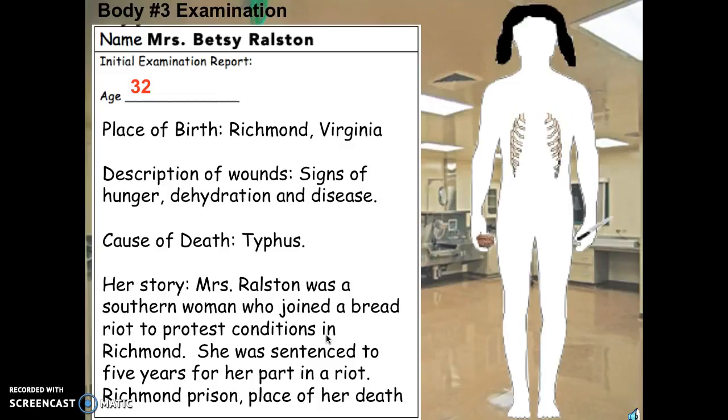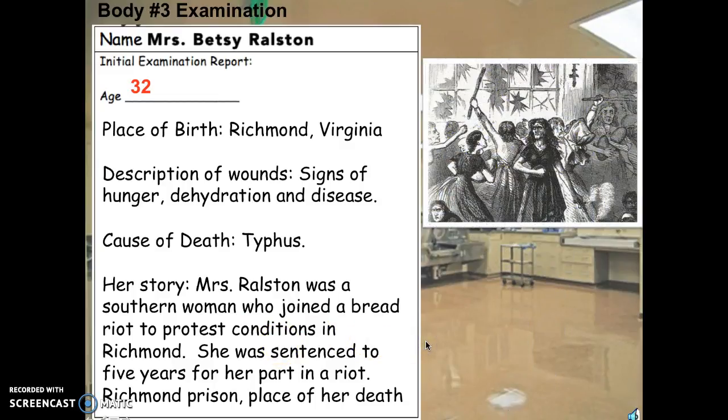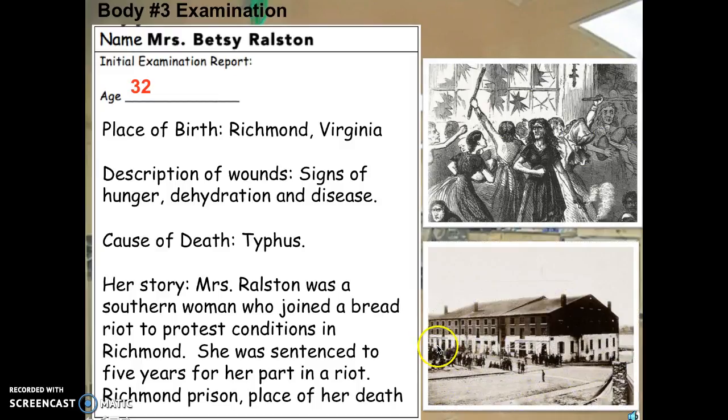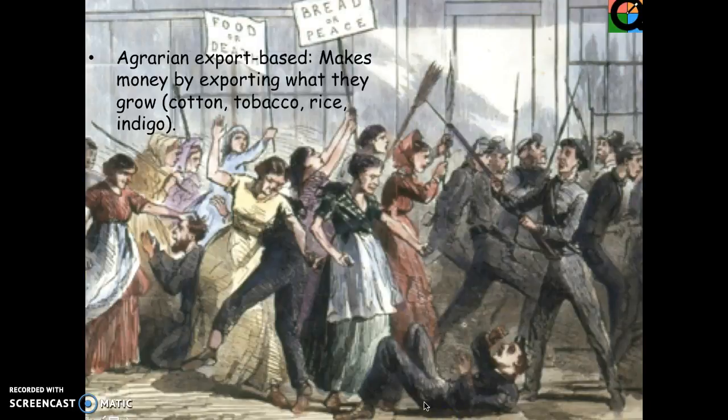After enough mothers had watched their children go to bed hungry day after day, many of them started to be pretty upset and become more vocal. This protest turned into a riot where women were smashing windows and basically stealing from businesses so that they could take food home to their families. Okay. In this situation, Betsy Ralston was sentenced to 5 years for her part in the riot. So she was at Richmond Prison where she contracted typhus and died.